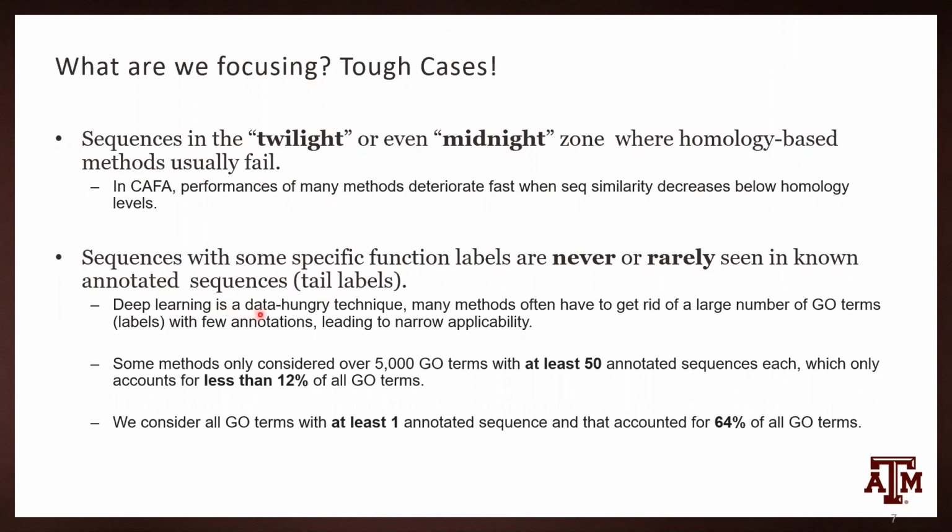Because deep learning is a data-hungry technique, many methods often have to get rid of a large number of GO terms with few annotations, leading to narrow applicability. For instance, some methods have only considered 5,000 GO terms with at least 50 annotated sequences each, which only accounts for less than 12% of all GO terms. While in our case, we consider all GO terms with at least 1 annotated sequence, and that actually accounts for 64% of all GO terms.